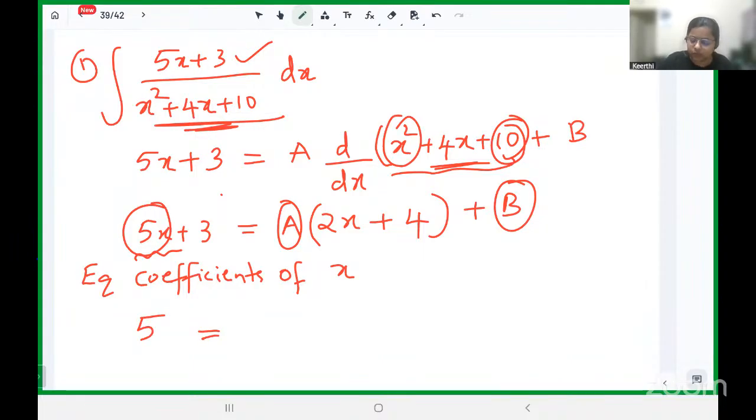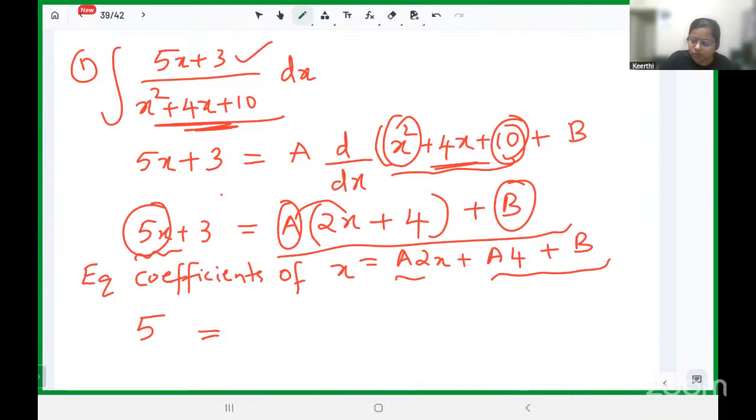5 equal to. Now you come to the right hand side. Which are the terms that contain x? If you take this a inside, a into 2x plus a into 4 plus b. So these are all constant terms, isn't it? A into 2x means the coefficient of x is 2a. So 5 is equal to 2a. From that you get a is equal to 5 by 2. You take that 2 to the other side.